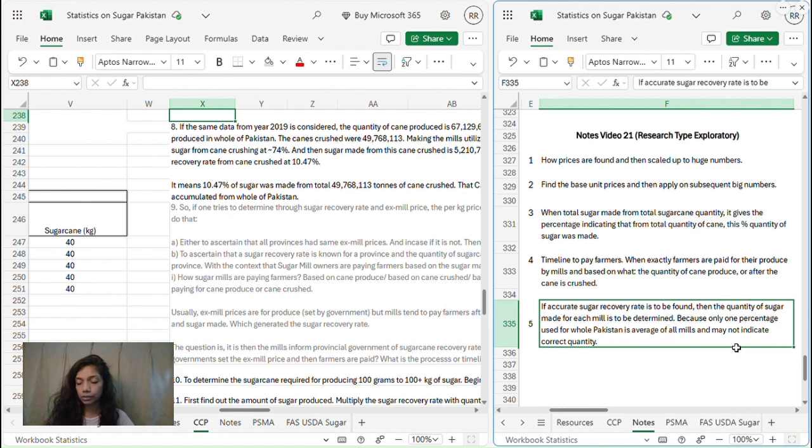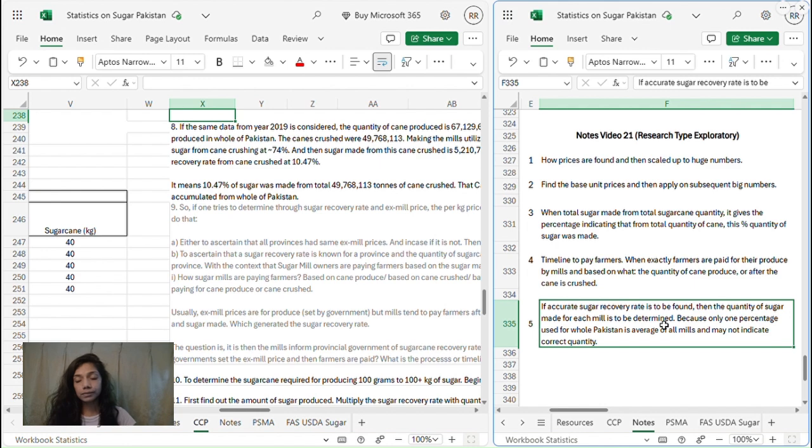If an accurate sugar recovery rate is to be found, then the quantity of sugar made for each mill is to be determined, because the 10.47% used for whole Pakistan is the average of all mills and may not indicate the correct quantity. When you try to make evaluations of the sugar made, this 10.47% is actually signifying the sugar recovery rate of whole Pakistan. It's the total quantity produced, the cane crushed by all mills in the provinces, and then the sugar made, and then you derive the sugar recovery rate.